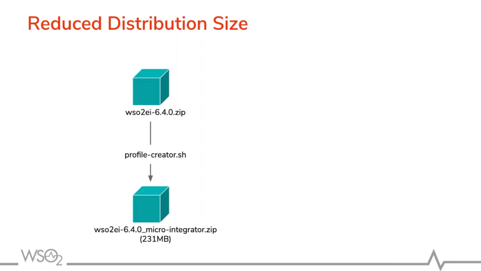Previously, the Micro Integrator went out as a runtime in the Enterprise Integrator zip file, and you had to use profile create to get the scaled-down version, which only has the stuff related to the Micro Integrator. That one was typically 231 MB. In this release we have separated it out and done some optimizations and reduced it to 137 MB. That's more than a 40% reduction. So this helps you to pull these different artifacts quickly and deploy them in the different environments.